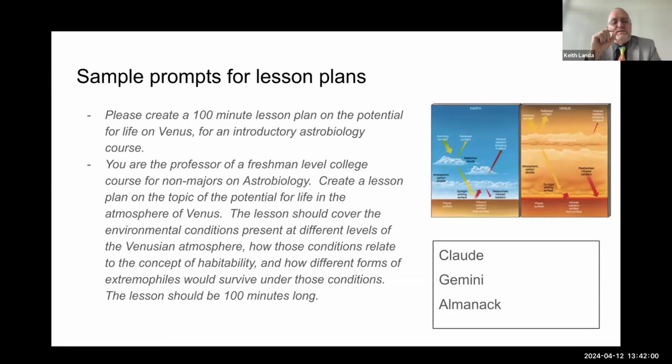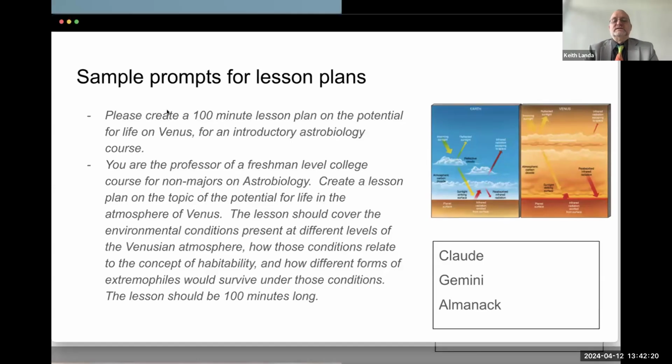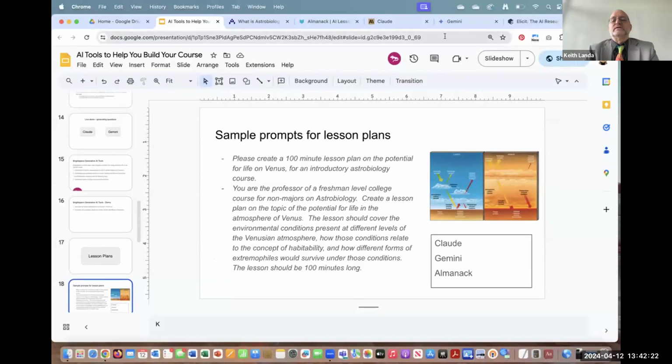As opposed to, you're the professor of a freshman-level course for non-majors on astrobiology, create a lesson plan on the topic potential for life in the atmosphere of Venus. The lesson should cover environmental conditions, habitability, extremophiles, and so forth. And again, 100 minutes long. Let me just show you a couple of different outputs.